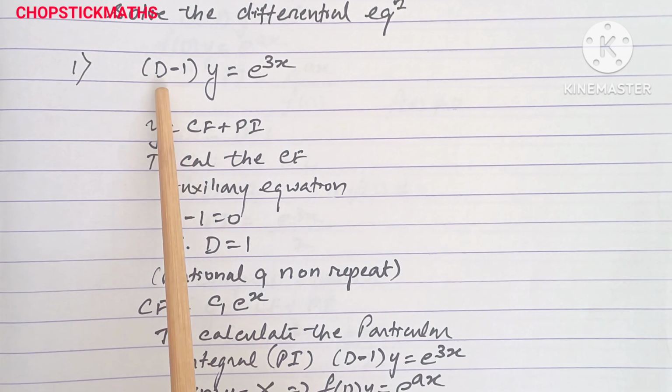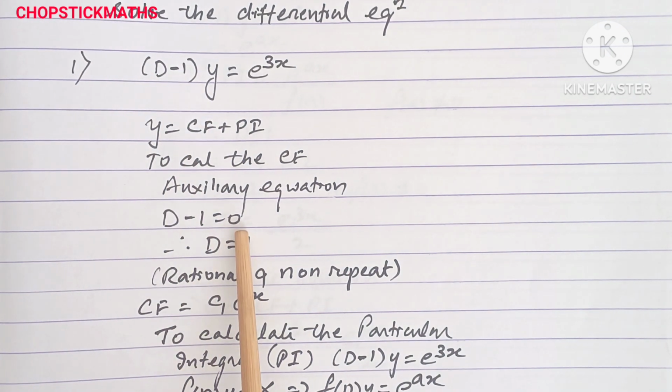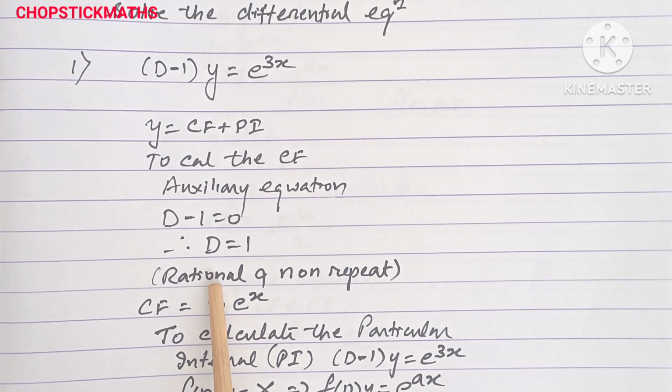Now this part of the differential equation, D minus 1, when you equate it to 0, it becomes the auxiliary equation. And on solving, we get D is equal to 1. So the root of this equation is 1. It's a rational and non-repeated root. So the complementary function will be c1 e raised to x.